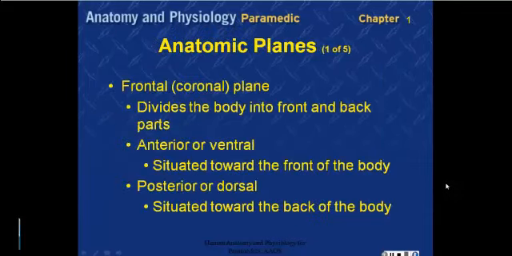There are several anatomical planes. There's the frontal, also known as the coronal plane, which divides the body into the front and back parts. The front part is the anterior or ventral. It's situated towards the front of the body, so the front half of me is anterior. The back half is posterior or dorsal. The way that I keep ventral and dorsal separated in my mind is to think about the dorsal fin on a shark. It's on its back. Dorsal is back, ventral is front.